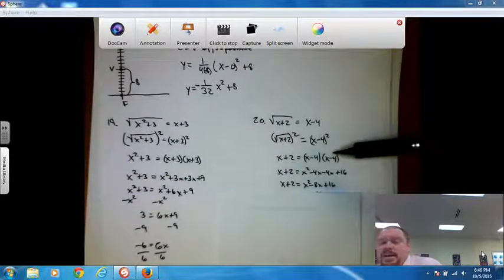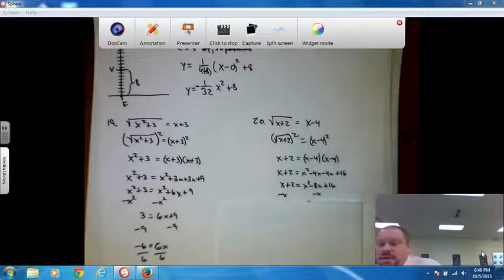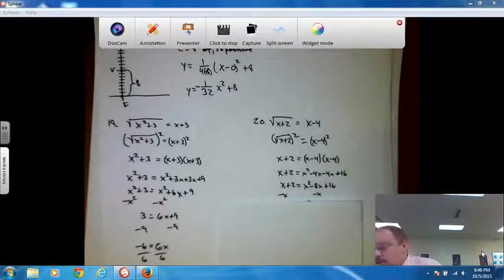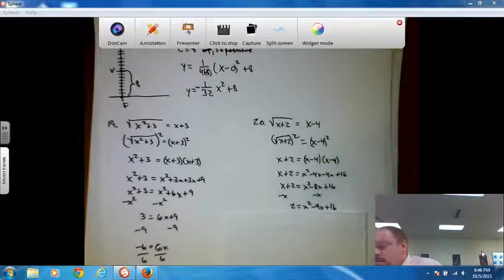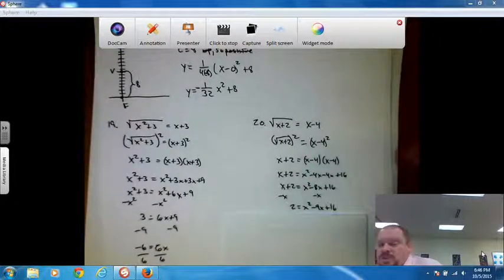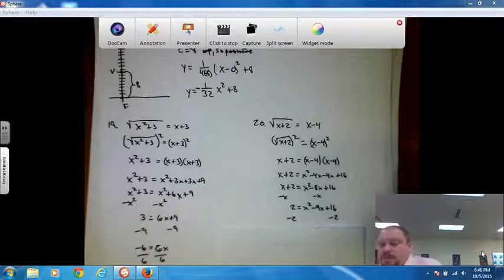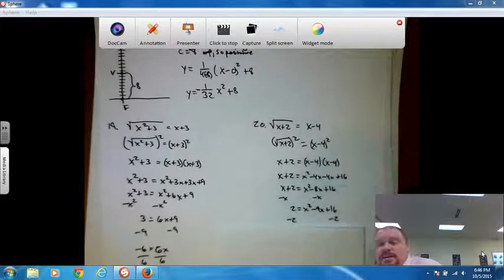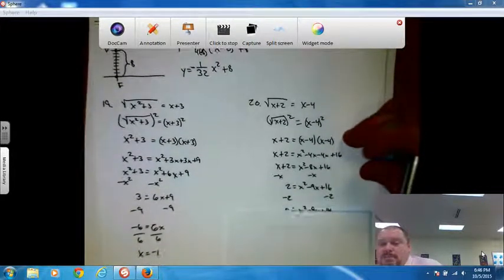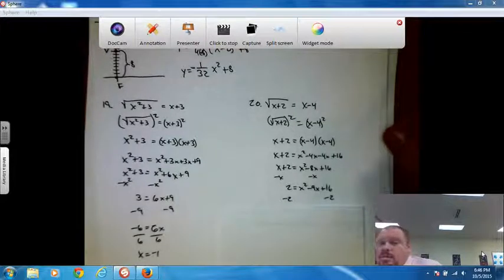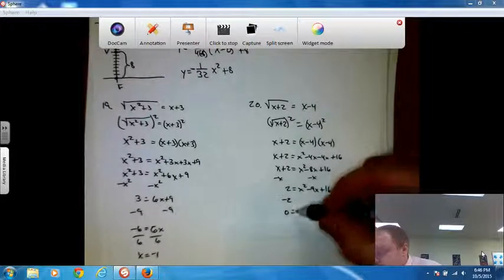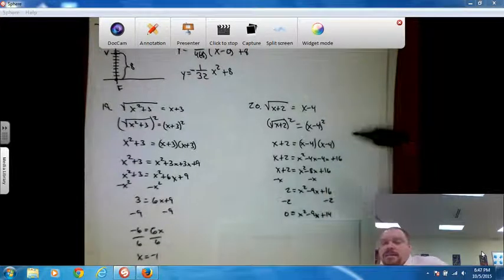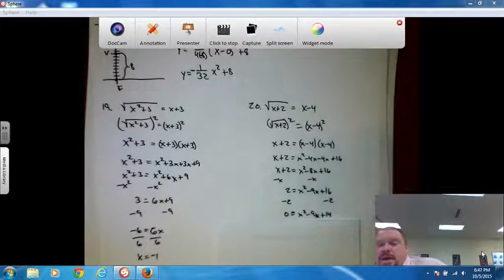So now I need to get everything on one side, so I'm going to subtract x from both sides. Over here, that leaves me with 2 equals x squared minus 9x plus 16. So now I'm going to subtract 2 from both sides. Just like I did here. Very, very common mistake. You've subtracted everything away. Well, what's left? It has to equal something. Well, it has to equal 0. The most common mistake I see made is people subtract everything away and they don't know that 0 represents nothing.